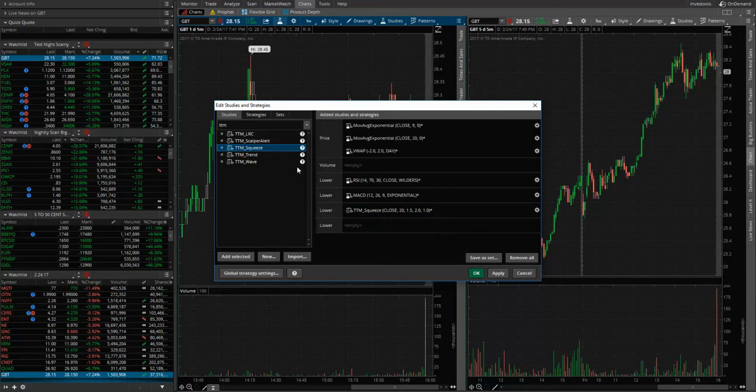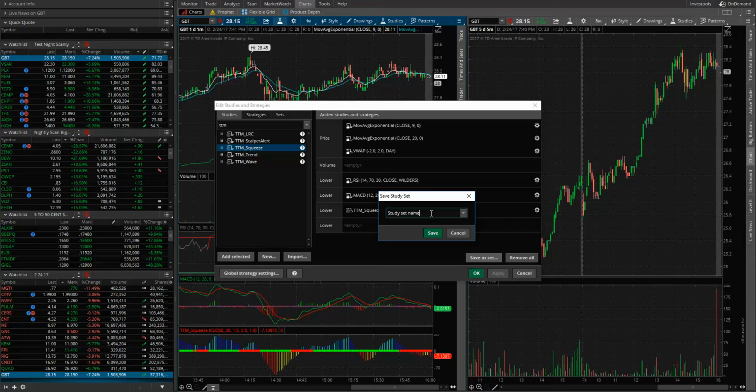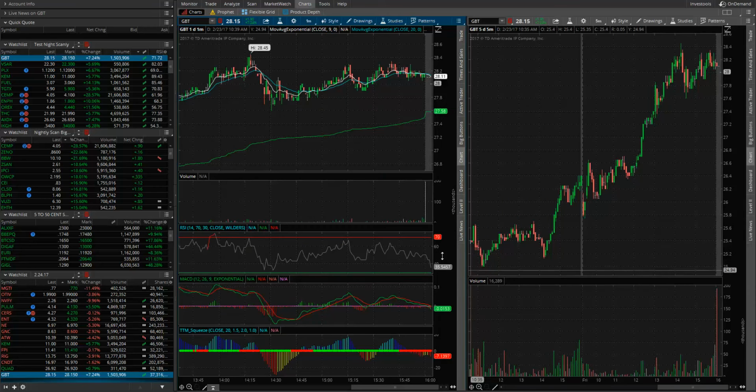So once I have all my indicators, I'm gonna have to name it. So save set as, and I'm gonna call this Daily Trading Indicator. All right, and I'm gonna hit save. And I'm gonna hit OK. And there we go. Now I have my new indicators, right?